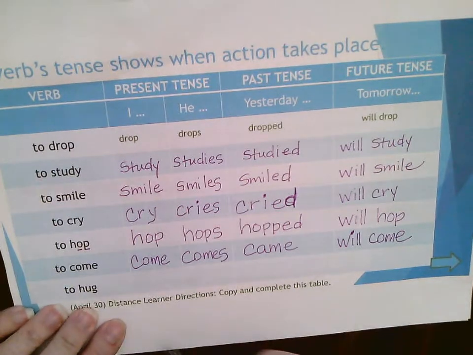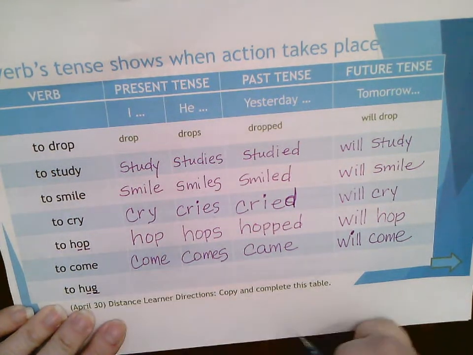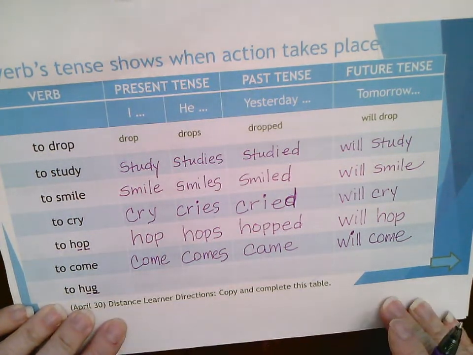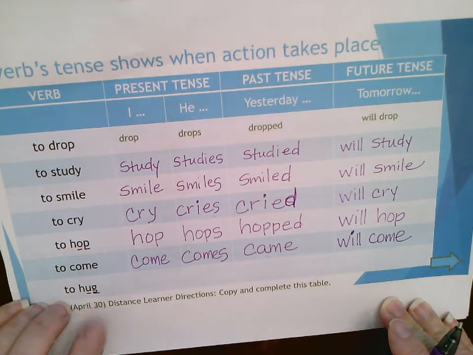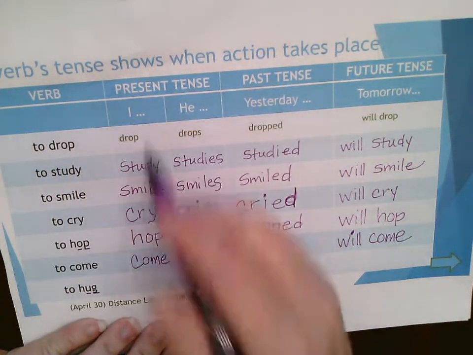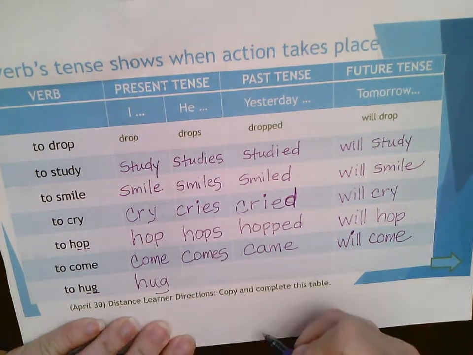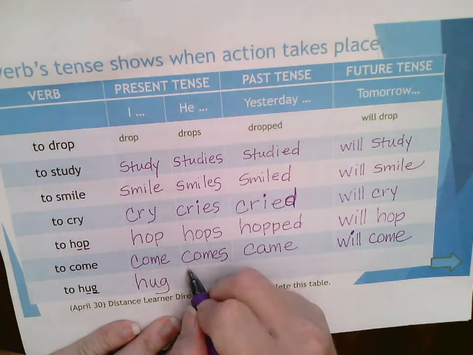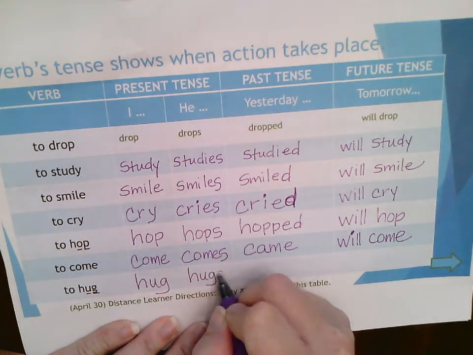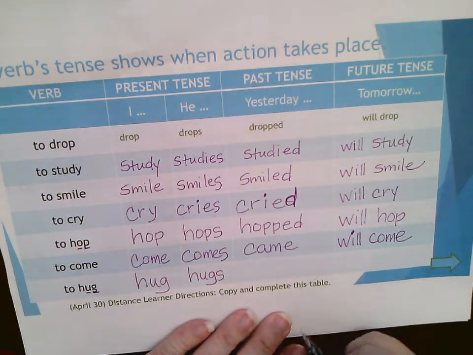And the last row is hug, to hug. Again, hug has a vowel and consonant in its basic form, so we might have to double that G when we get over to past tense. But in the present tense, right now, I hug, just leave hug as it is. He hugs, just add simply an S to the end, present tense. Over to past tense, it already happened.